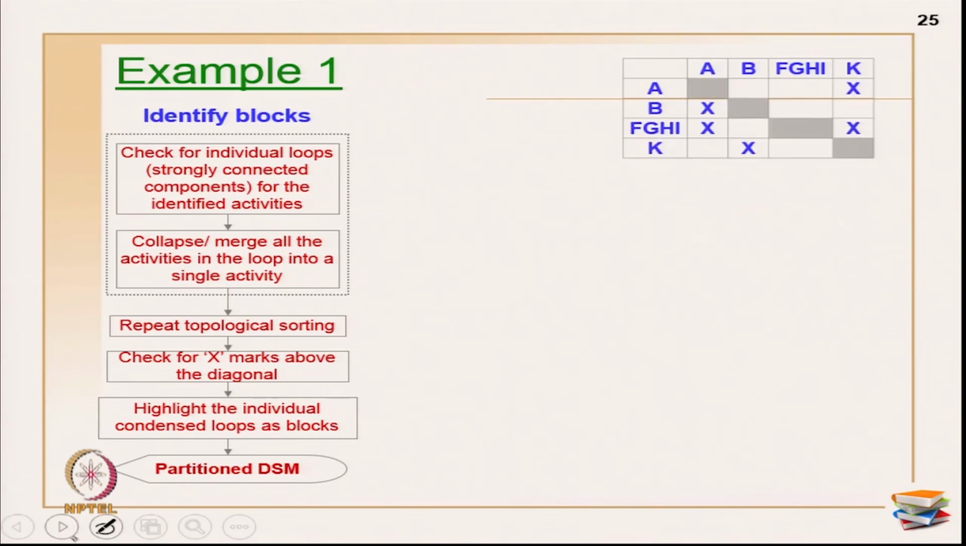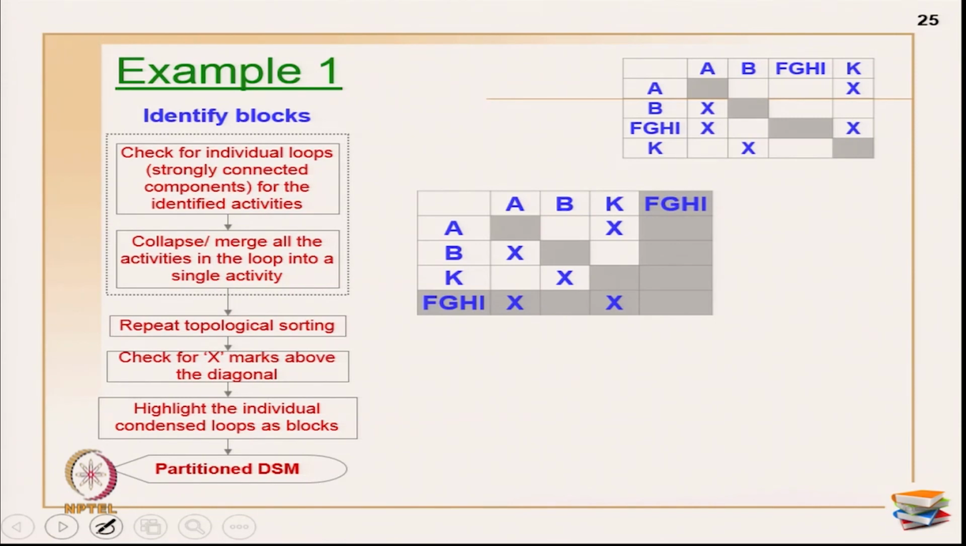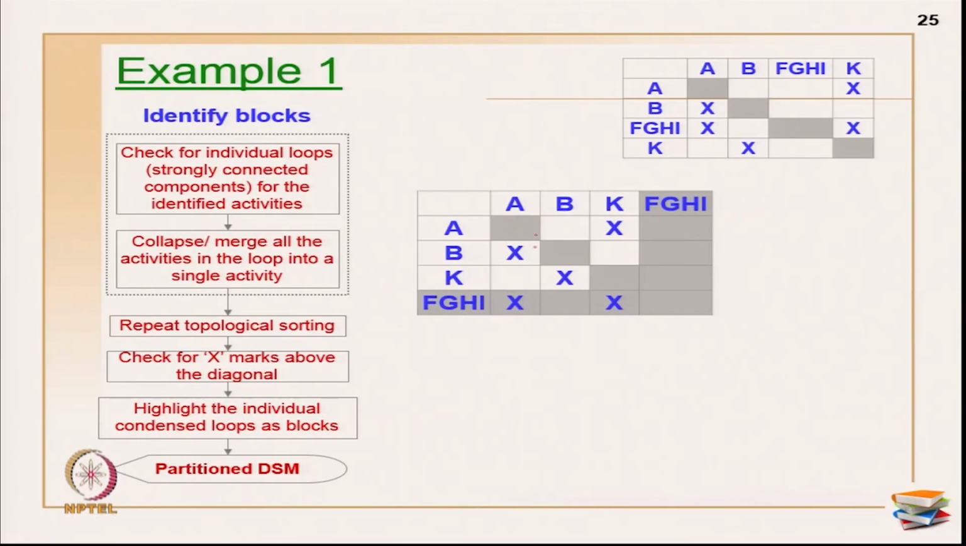So, now I am going to repeat the process. I have 4 activities right now: A, B, the F, G, H, I block, and then activity K. Now, when I repeat the topological sorting, what happens? See here, the F, G, H, I block is primarily at the last and A, B, K has come to the front. Now, there is a cycle within this A, B, K which you have to identify, because in the further topological sorting there is no empty row or column.